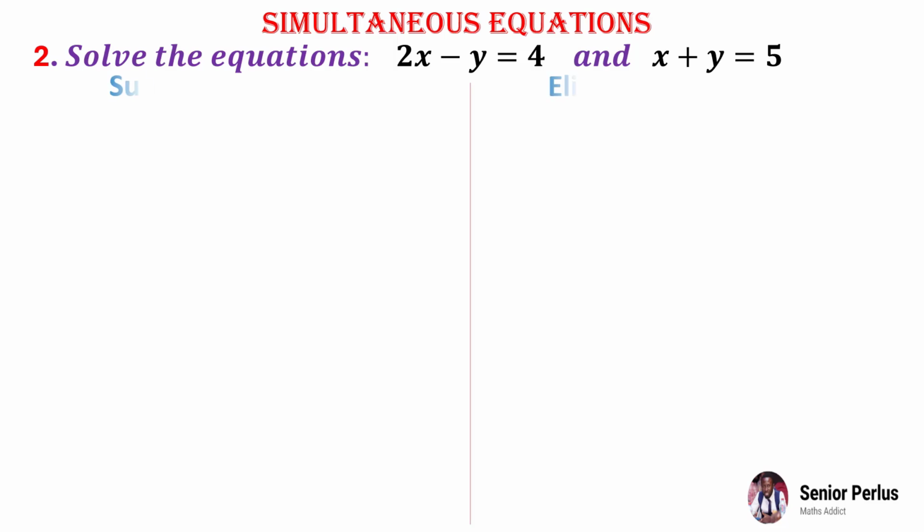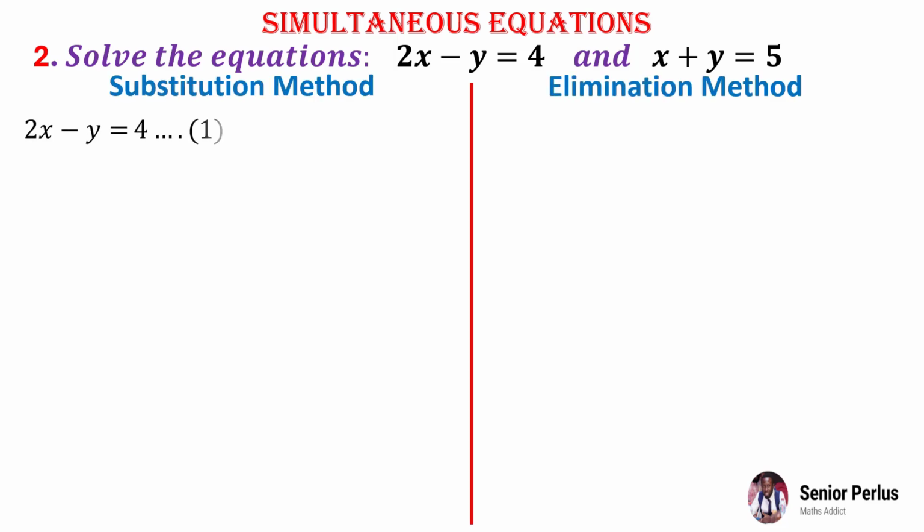So example 2, we are going to solve the simultaneous equations: 2s minus y equals 4, then s plus y equals 5. So these are our two equations. For using the substitution method, you make one of the variables the subject. You can make y the subject in equation 1, or you can make s the subject in equation 2. It depends on you. For me, I'm trying to dodge the negative sign, so I'll make s the subject in equation 2.